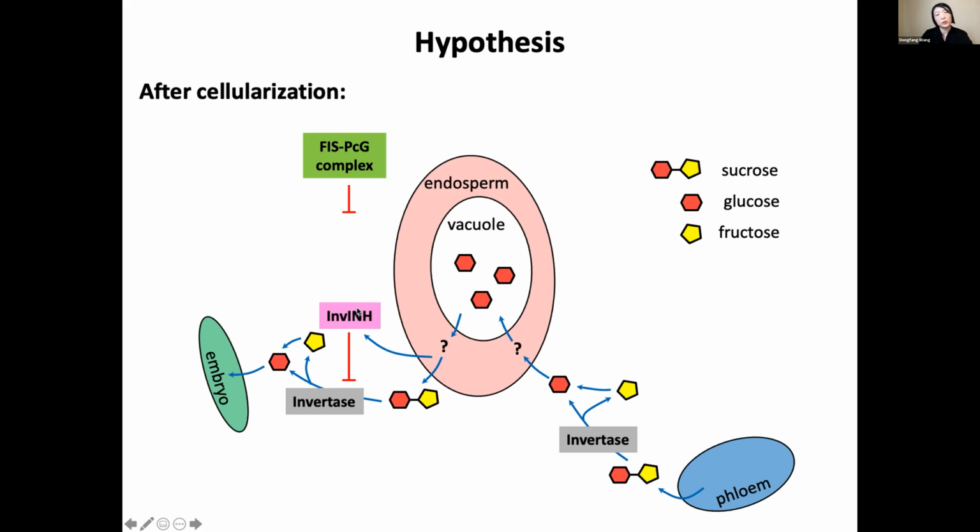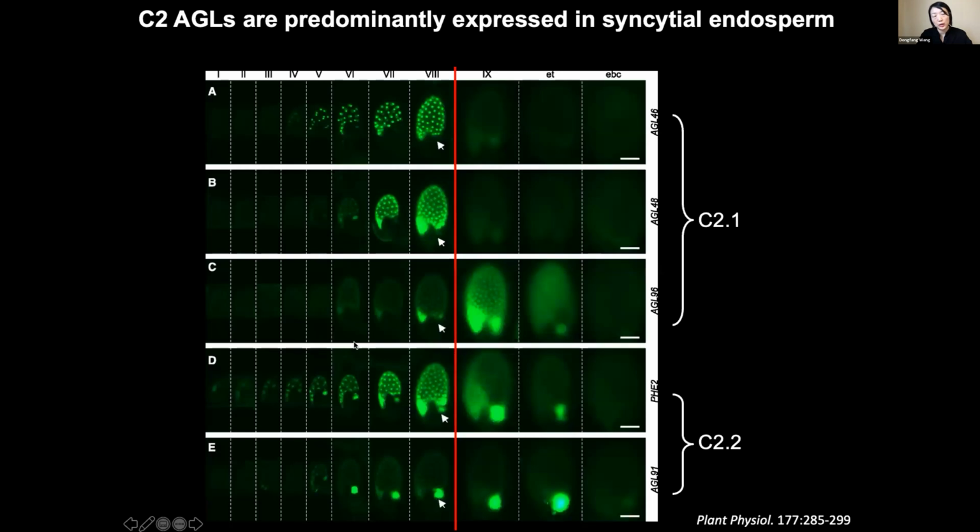And then we're also interested: are there any transcription factors in this regulatory pathway? This is the work that I did when I was a postdoc in Ramin's lab at U of Arizona. This is a group of type 1 MADS-box genes that are expressed in the syncytial endosperm. As you can see here, this is also a promoter GFP fusion for those transcription factors. Their expression patterns are very similar to invertase inhibitors. They're expressed in the same region, and they're also upregulated in the FIS mutant.